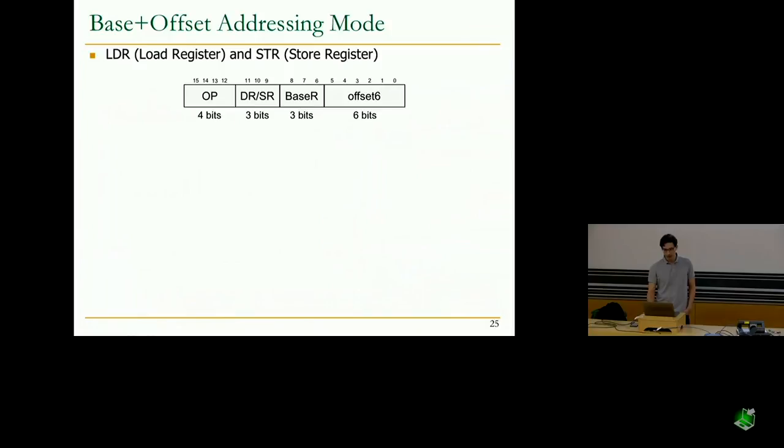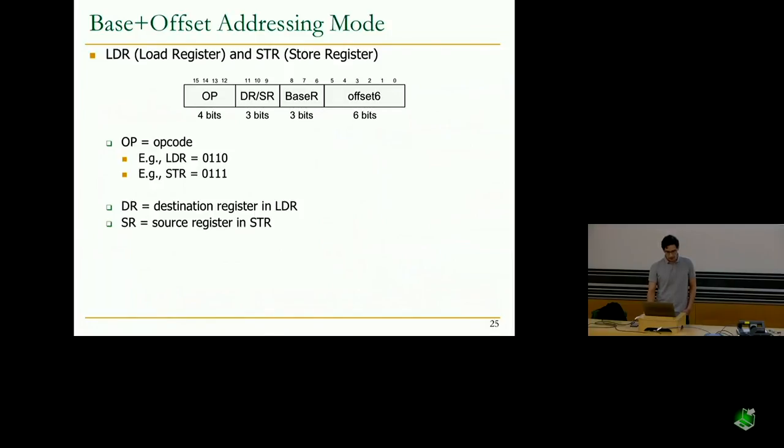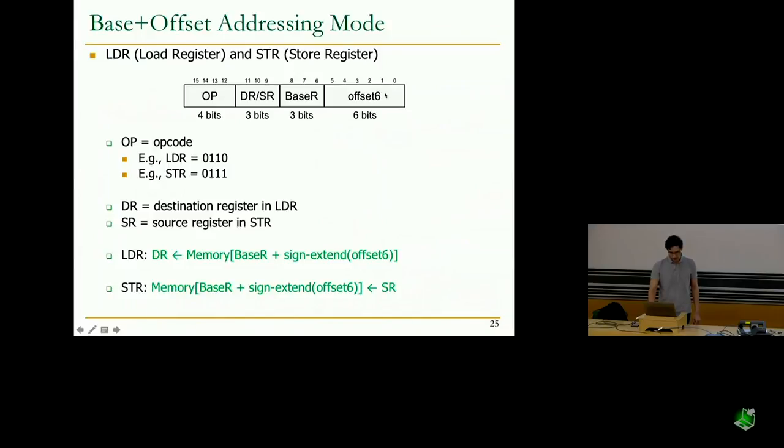Okay, so now let's see Base+Offset very quickly, because you're already familiar with this. You're already familiar with LDR, and not with STR, but it's essentially the same. The opcode changes in 1 bit, as you can see. DR is the destination register in LDR, SR is the source register in STR, and we also have the base register. We have the offset 6. In this case, the immediate is 6 bits. We sign extend, and we calculate the effective address in this way.